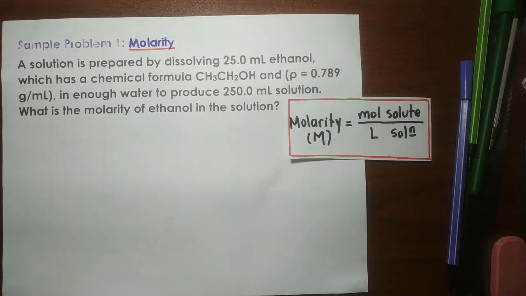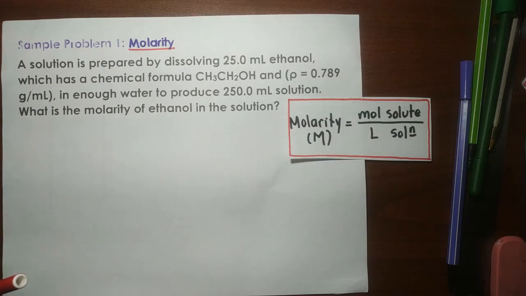Now in this case we're talking about a solution that is prepared by dissolving 25 milliliters of ethanol, which has a chemical formula that long, as you can see, CH3CH2OH, and a density of 0.789 grams per milliliter, in enough water to produce 250 milliliters of solution.